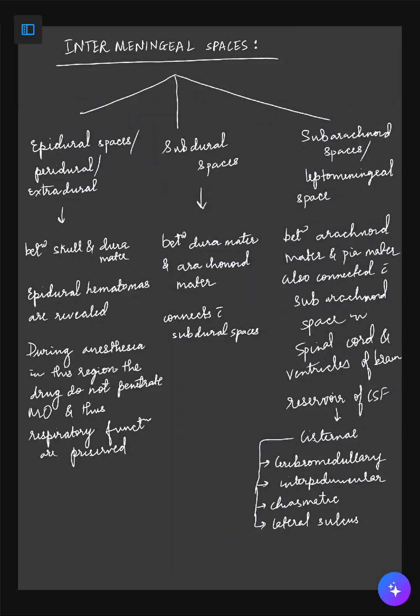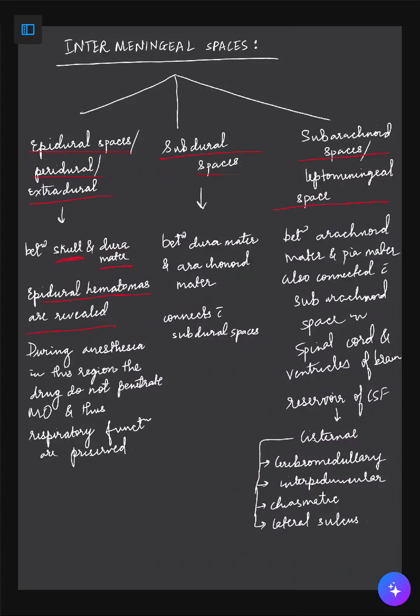Now next are the intermeningeal spaces. What are the spaces between these meninges? First is the epidural space, which is also called peridural or extradural space. Second is the subdural space. And the third one is the subarachnoid space, which is also called leptomeningeal space. This epidural space is between the skull and dura mater. In this space, epidural hematomas are revealed.